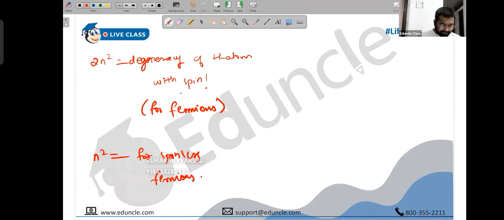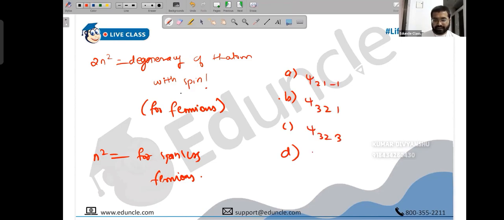And like I said, one kind of question in this that could be asked is they can ask you which of the following is an absurd wave function. And I can give you, for example, psi 2 1 minus 1, let's say psi 3 2 1, let's say psi 3 2 3, and let's say psi 3 1 0. Okay, which is absurd?